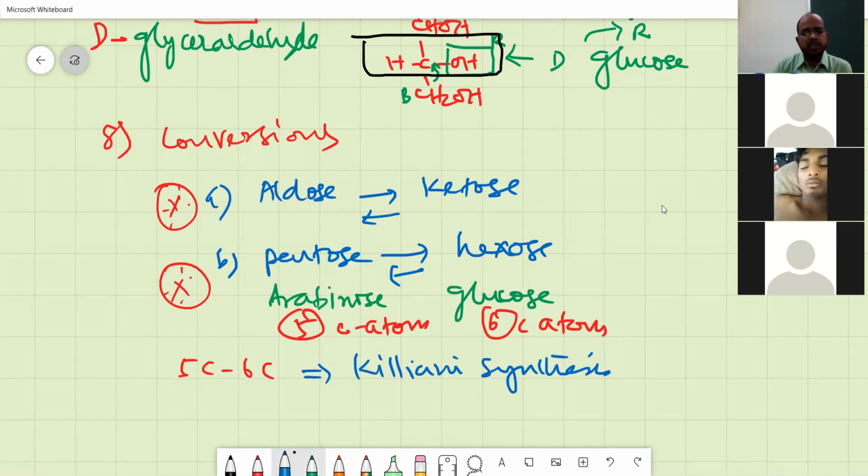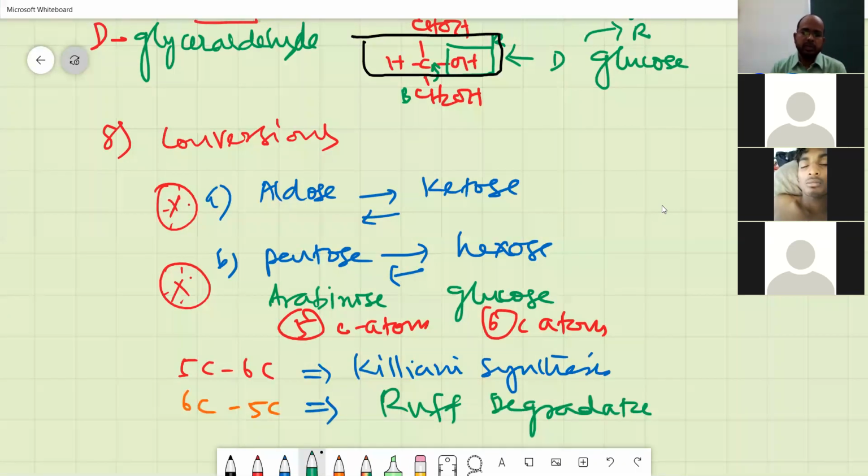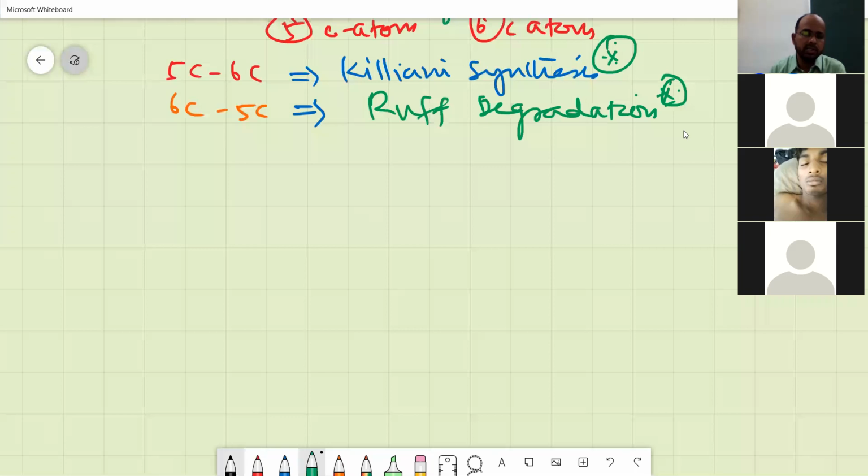Okay, 6C to 5C, we are calling it a Ruff degradation. These two are very important points. You can go back to the Ruff degradation, find out what they're doing there and how we convert this. That's the most important part.